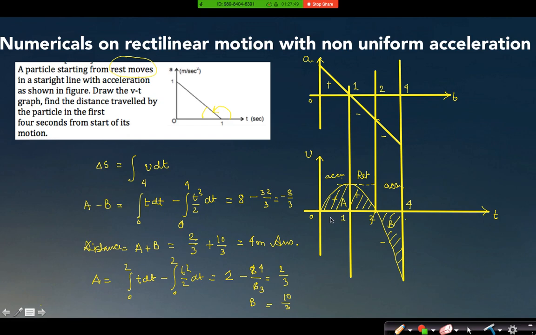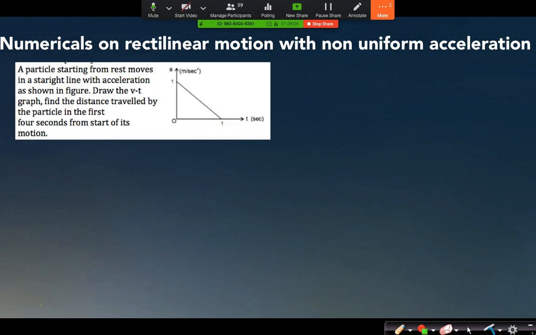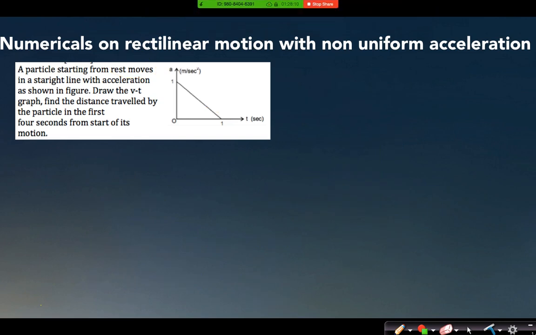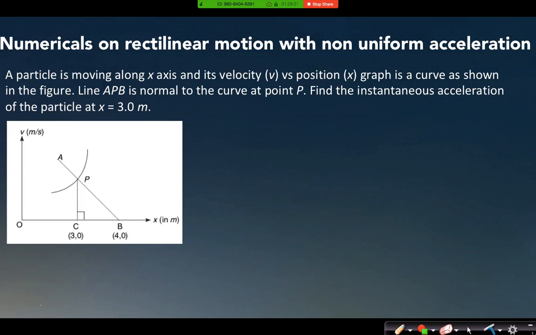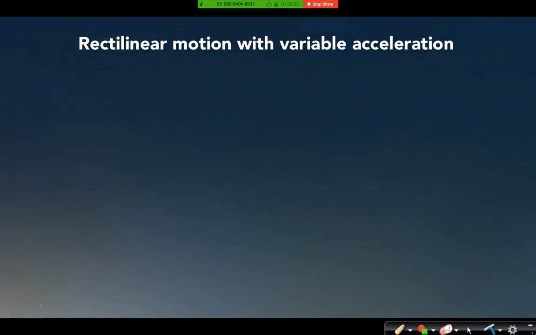So I think we have understood how to deal with non-uniform acceleration and use the general equations of motion to solve those. Right. So today we will end our class here. But I have for you a few questions on motion under gravity as well as motion with non-uniform acceleration. As you can see, we have not done this one. So you try these two questions as your homework.